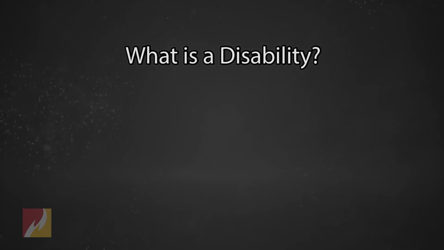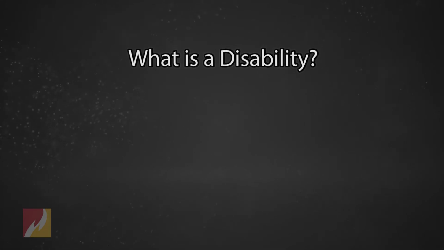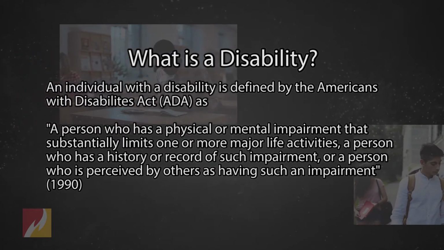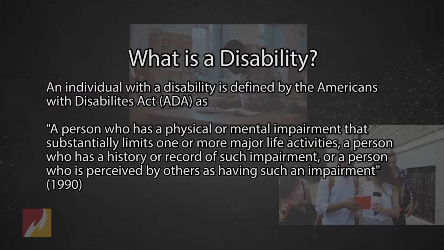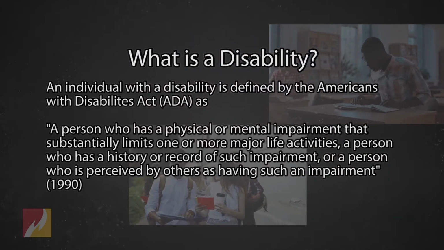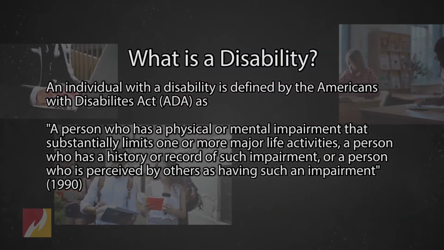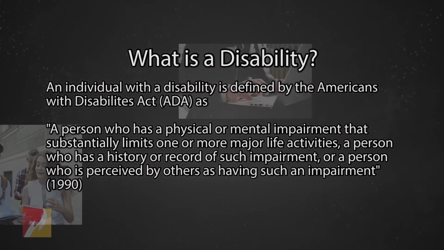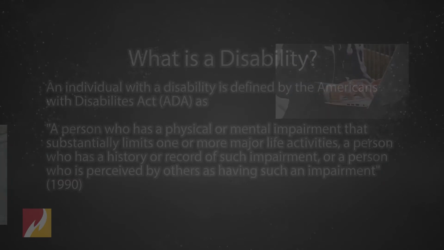What is a disability? An individual with a disability is defined by the Americans with Disabilities Act as a person who has a physical or mental impairment that substantially limits one or more major life activities, a person who has a history or record of such impairment, or a person who is perceived by others as having such an impairment.